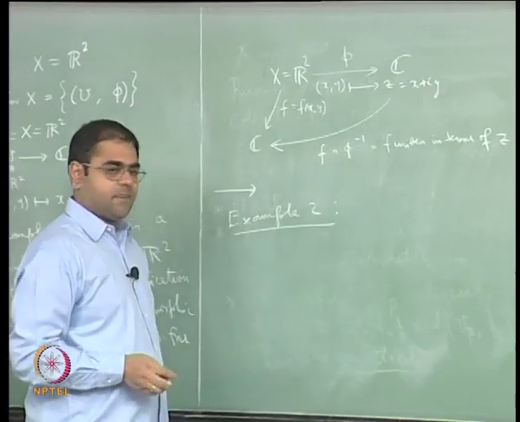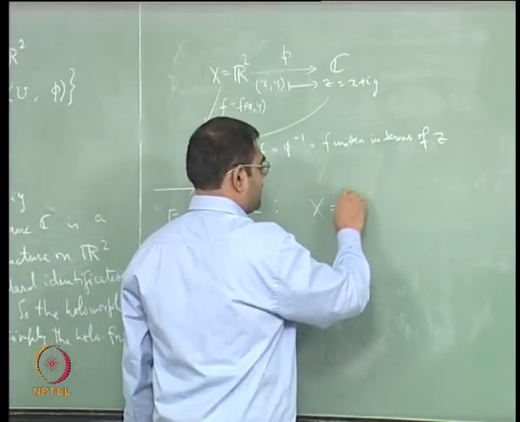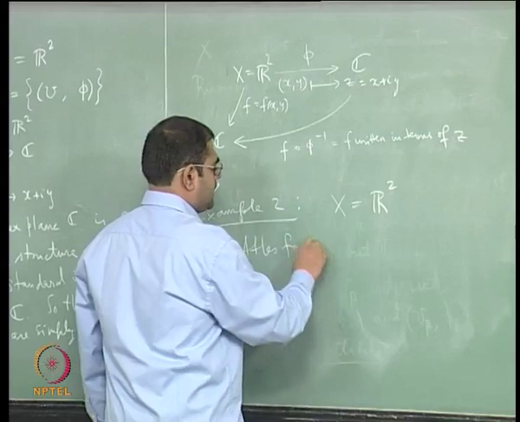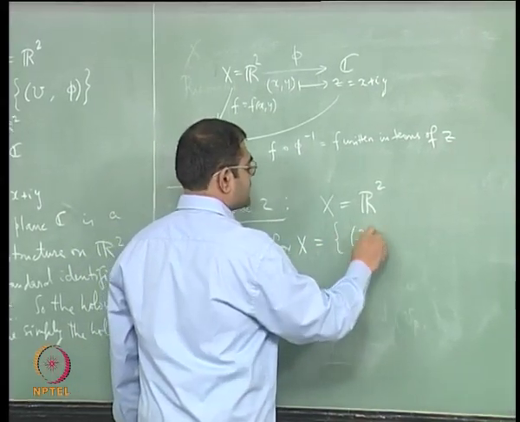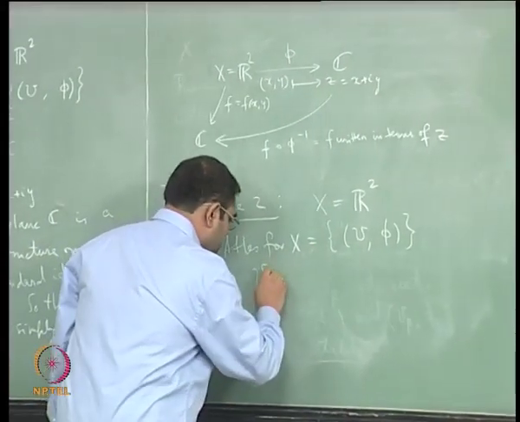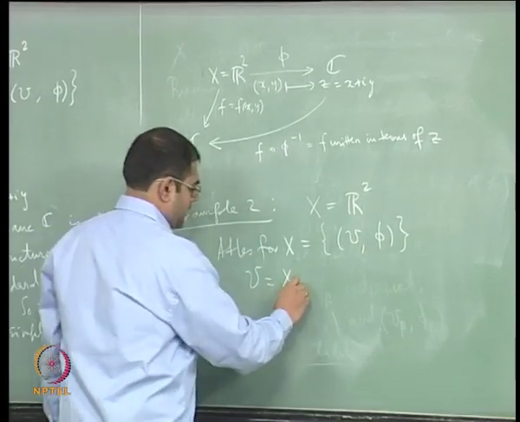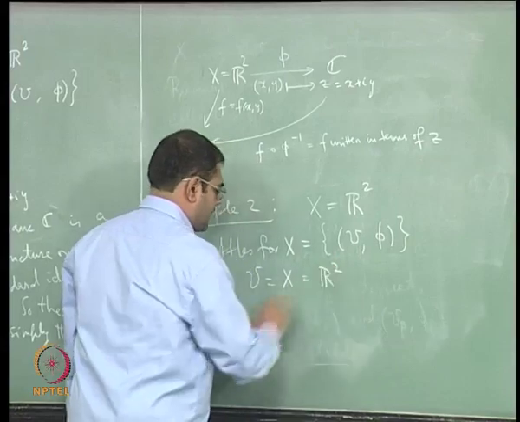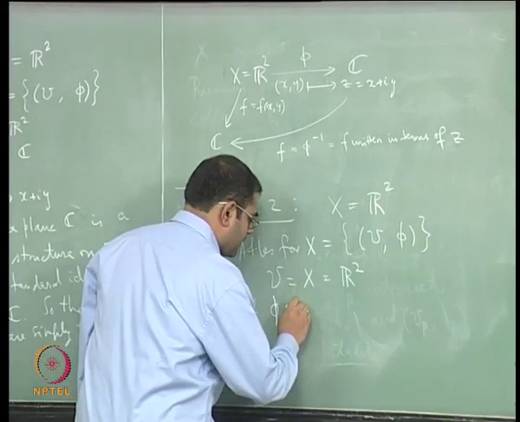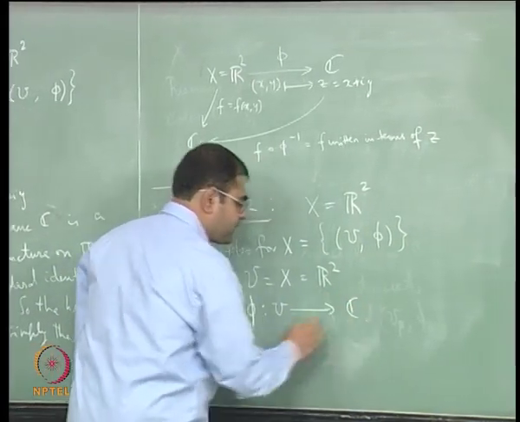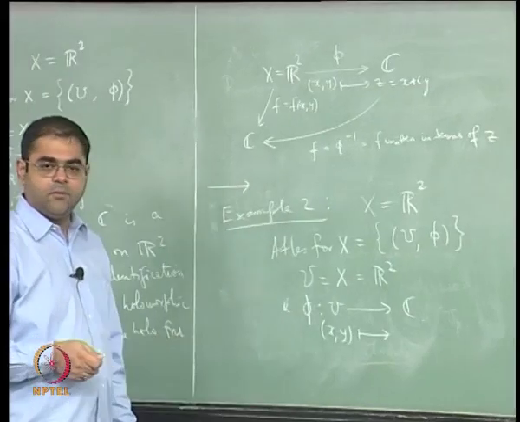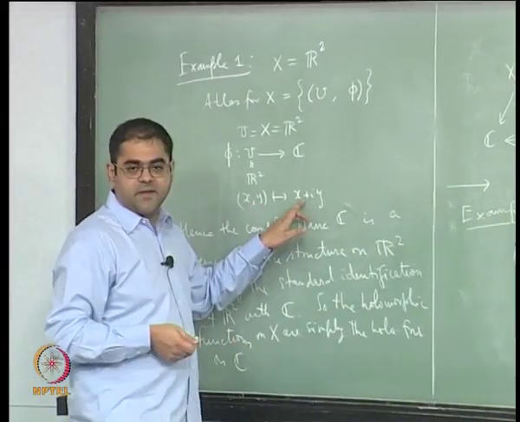So here is my example. Again my X is R2, the real plane, and the atlas for X is again consisting of only one chart, U comma phi, only one complex coordinate chart, where U is of course X, which is R2, and phi is going to be slightly different. Phi is going to be from U to C, okay. If I take any x comma y, what is it going to go to? Earlier I sent x comma y to x plus iy, which is z, okay.